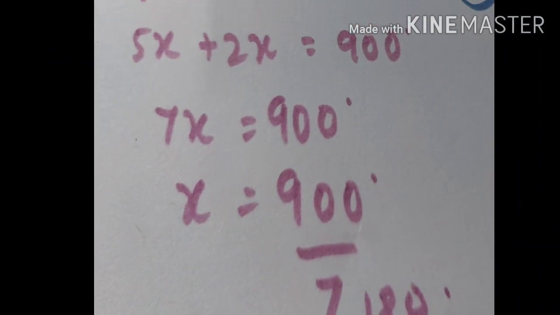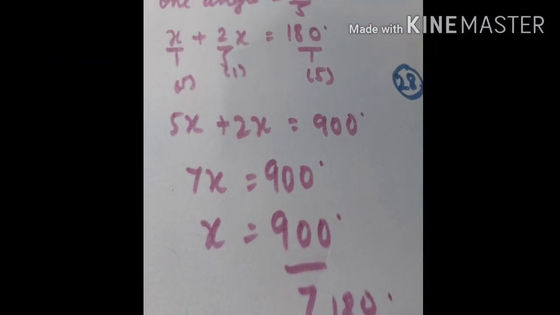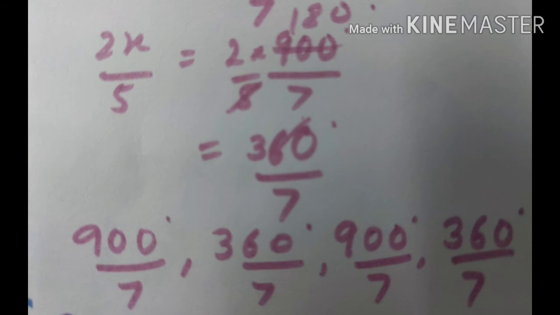So by substituting the value of x in 2x by 5, you can see 2x by 5 is equal to 2 by 5 into our x value, that is 900 by 7. So by cancellation, 5 180s are 900. So 180 multiplied by 2, that is 360 by 7.